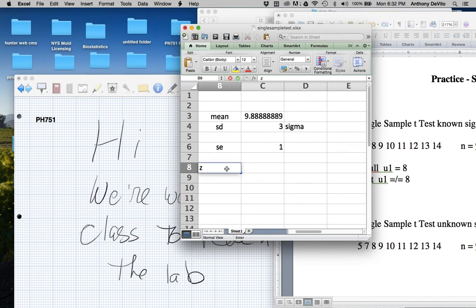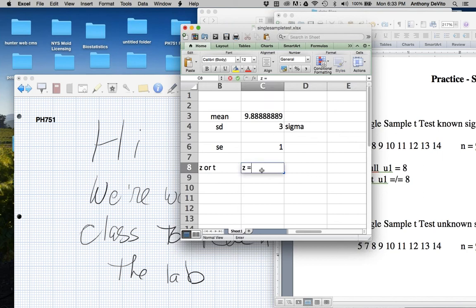Z or t? T. You can never be wrong by using t, can you? However, in this case, we happen to know, a very unusual situation, the population standard deviation. So we don't have to account for that extra level of uncertainty that we would be introducing if we were dependent on the sample to give us our standard deviation. We actually know the standard deviation for the whole population. So I'm going to assume for this first example that we're going to actually calculate a z-score.